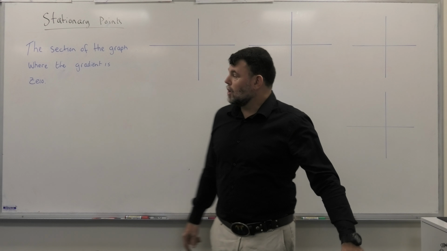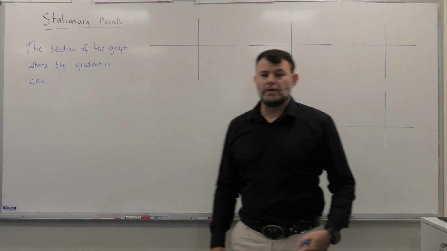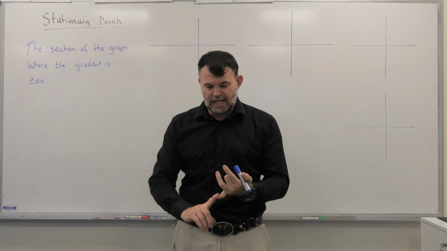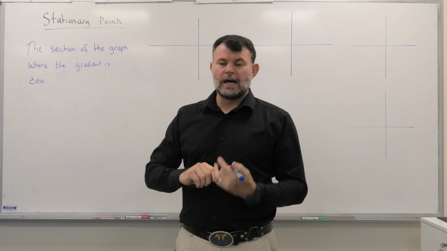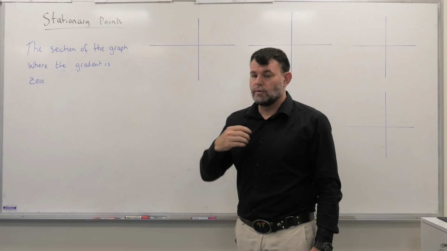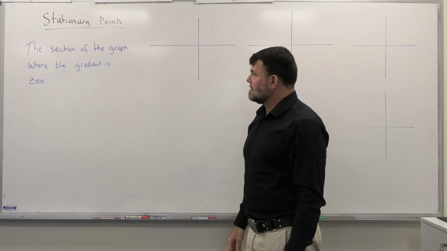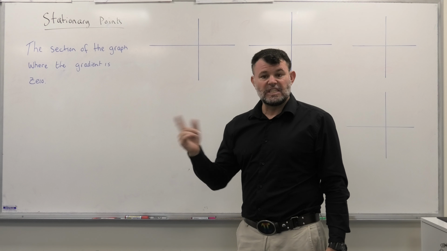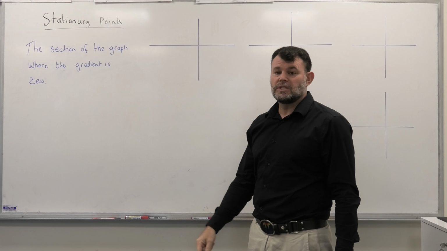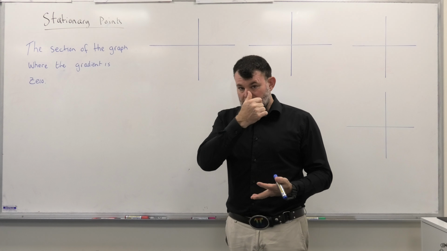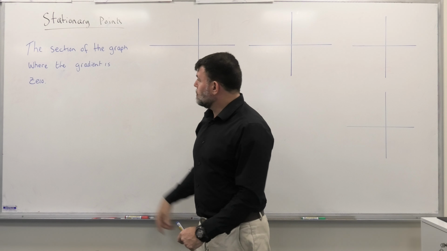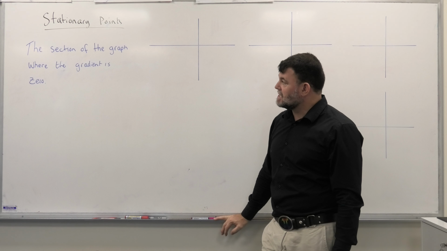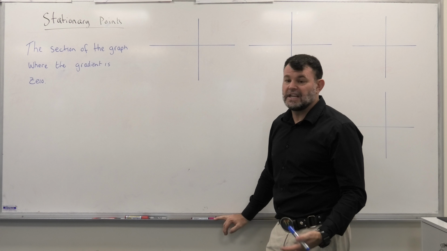Hey guys, so we're looking at stationary points. In this series of videos we've been looking at graphical calculations in terms of derivatives. The last video we looked at was increasing and decreasing functions, where it was increasing and where it was decreasing. We're now looking at stationary points. So a stationary point, as it states up here, is a section of the graph where the gradient is zero.